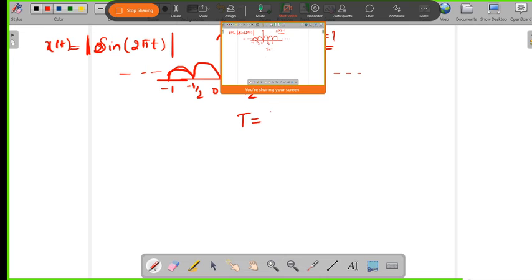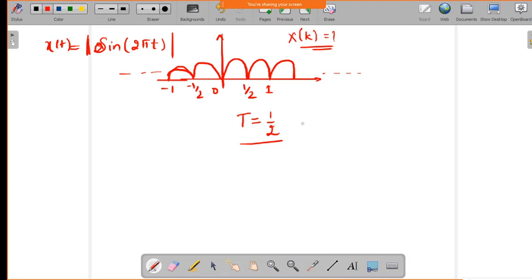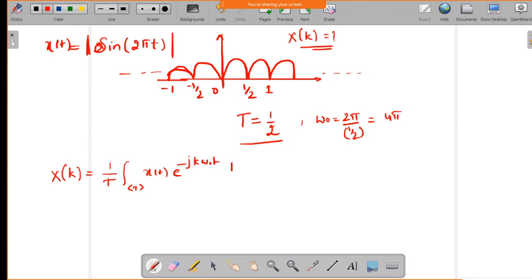So T, the time period, is half, and your omega naught will give 2 pi by 1 over 2, that is 4 pi. So now your x of k is equal to 1 over T, the time period, integral of x of t into e power minus jk omega naught t into dt.